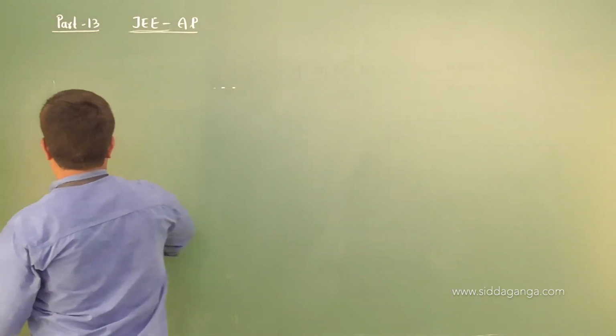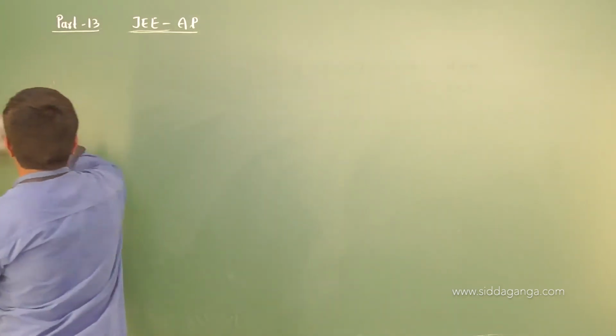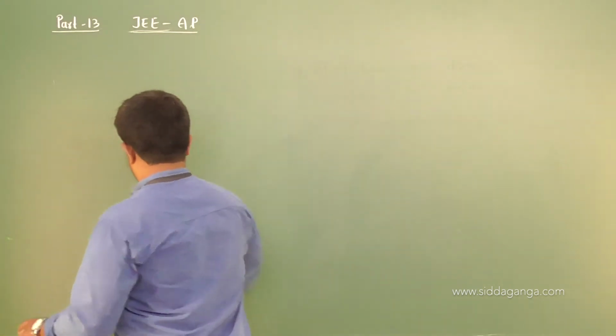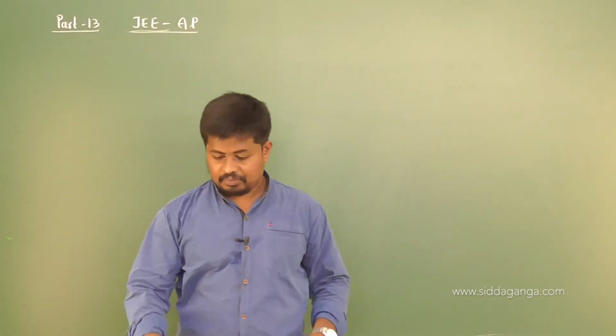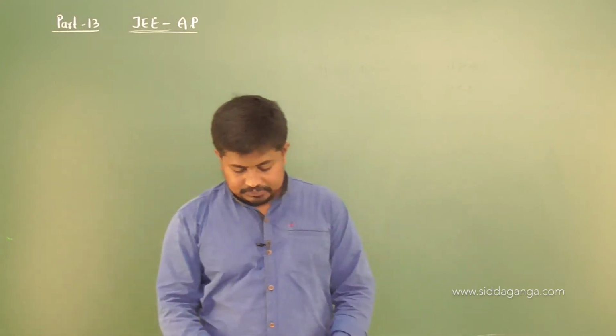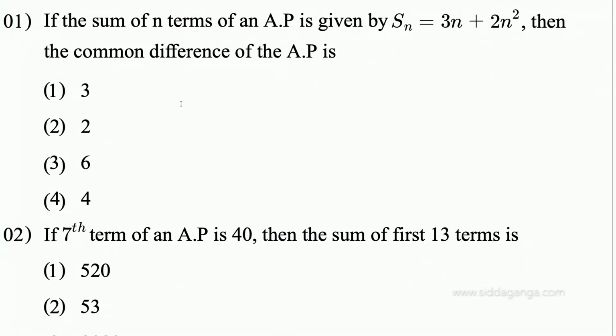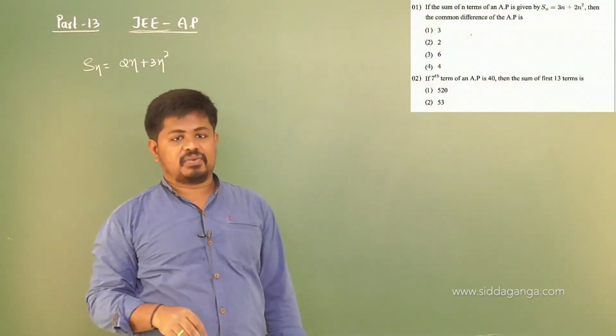So the first question is like this. If the sum of n terms of an AP is given by Sn is equal to 2n plus 3n square, then the common difference of the AP is what?